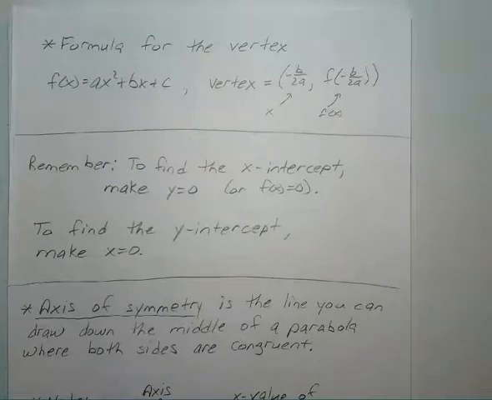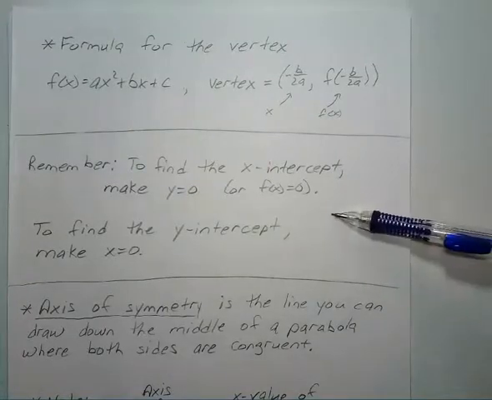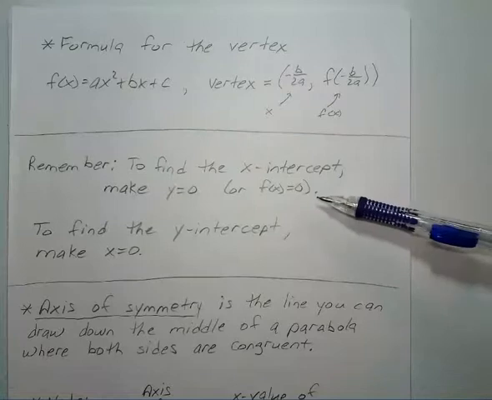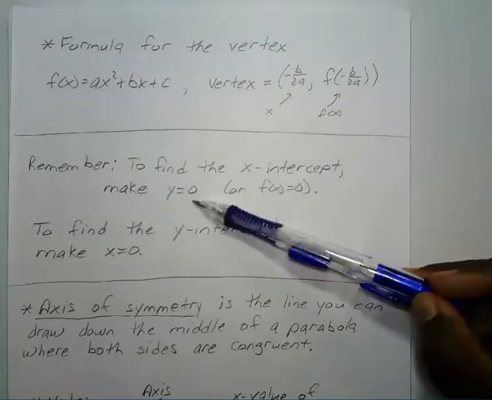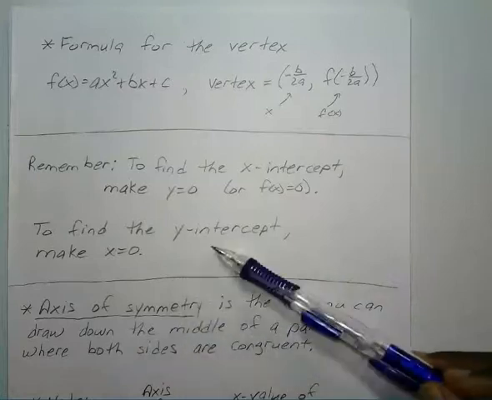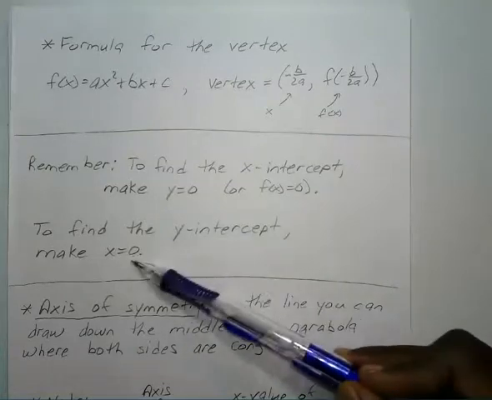Also, just a reminder that we're going to be using intercepts on a couple of these examples. To find your x intercept, you're going to make your y equals 0, or your f of x equals 0. And to find the y intercept, you're going to make your x equals 0.